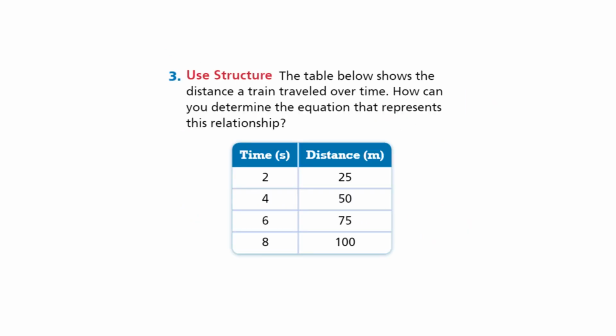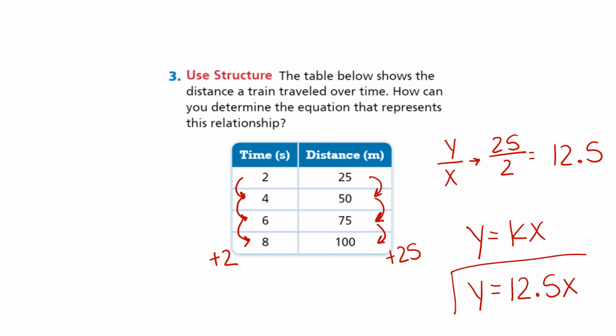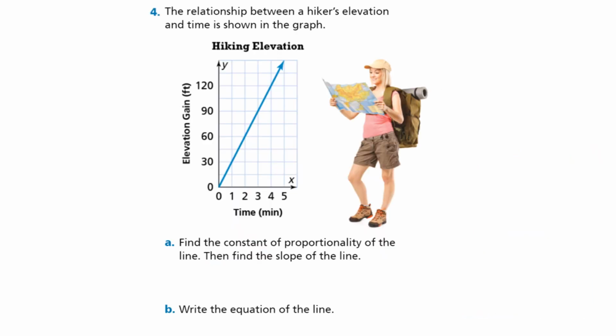For our table, we're going to find our pattern. 2, 4, 6, and 8 is a pattern of +2. 25, 50, 75, and 100 is a pattern of +25. We set up our fraction y over x, 25 divided by 2. 25 divided by 2 is 12.5. Our equation would be y equals kx, and we plug in our value 12.5. Y equals 12.5x.